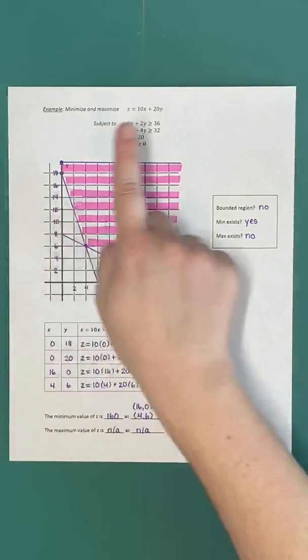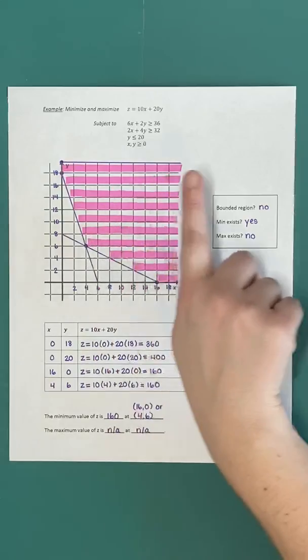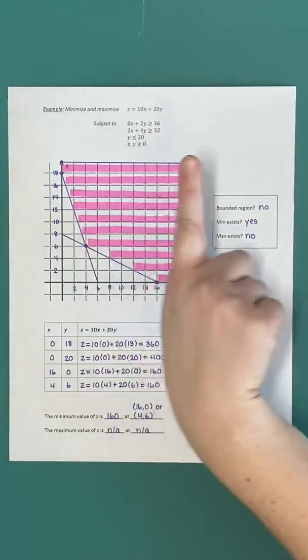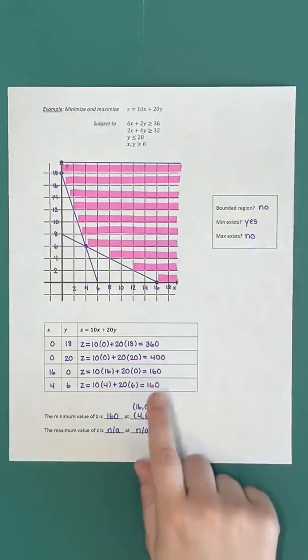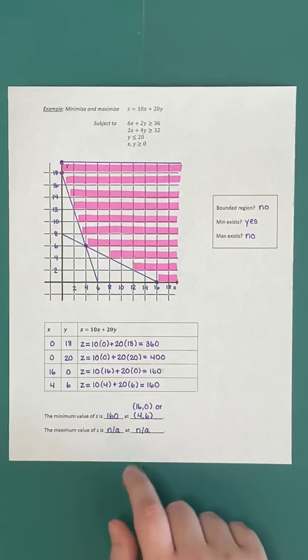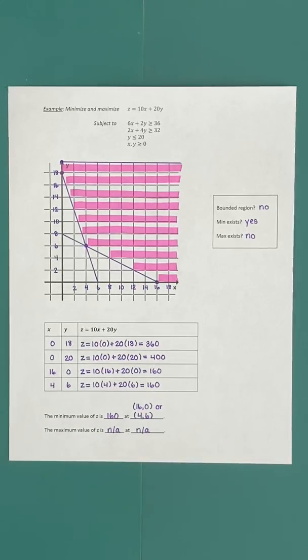Because this region is unbounded, because our x values increase indefinitely, even though there's a cap on the y values, the x values increase indefinitely, we know that there is no maximum value. So we can't find a maximum value of our objective function, and we can't find a location where we would in fact maximize.